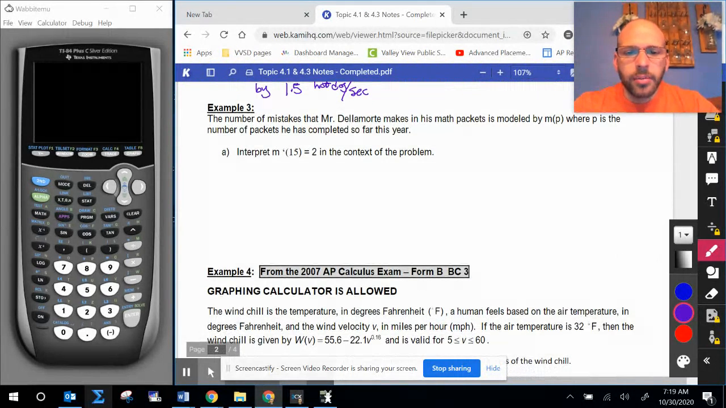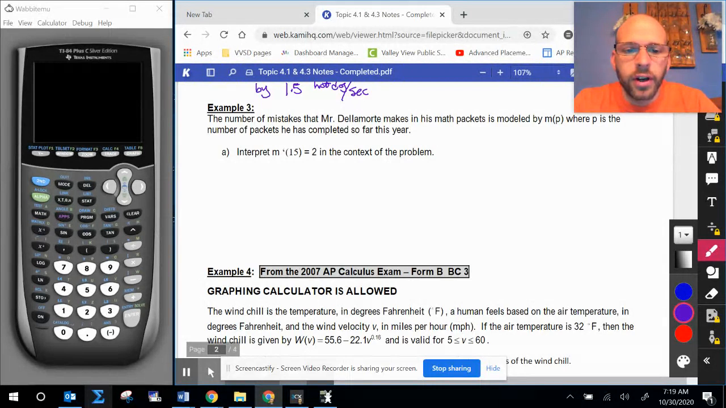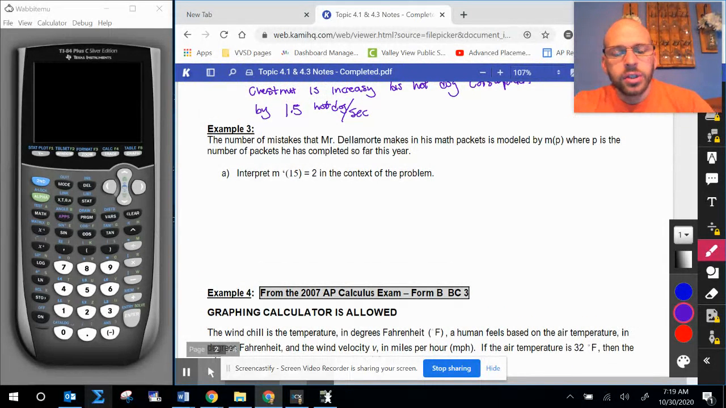All right. The number of mistakes that Mr. Delamorte makes in his math packets is modeled by M of P, where P is the number of packets he's completed so far this year. Okay, so what's M prime of 15 equal to in this context? Well, M of P is the number of mistakes, where P is the number of packets he's completed this year.